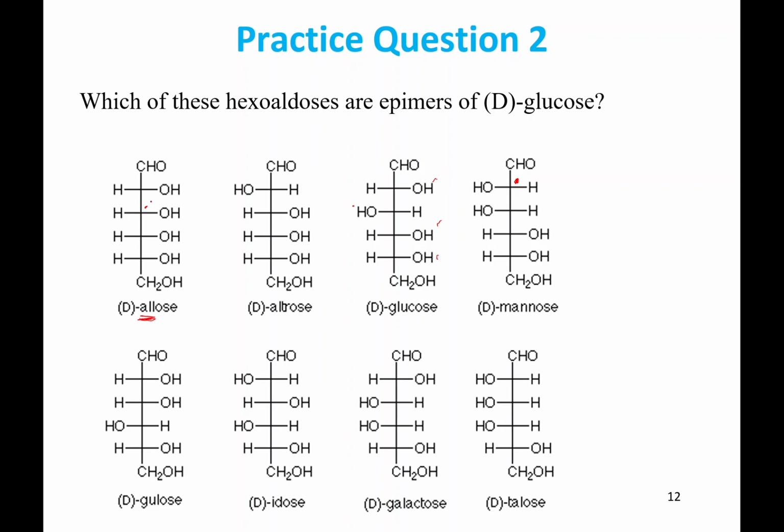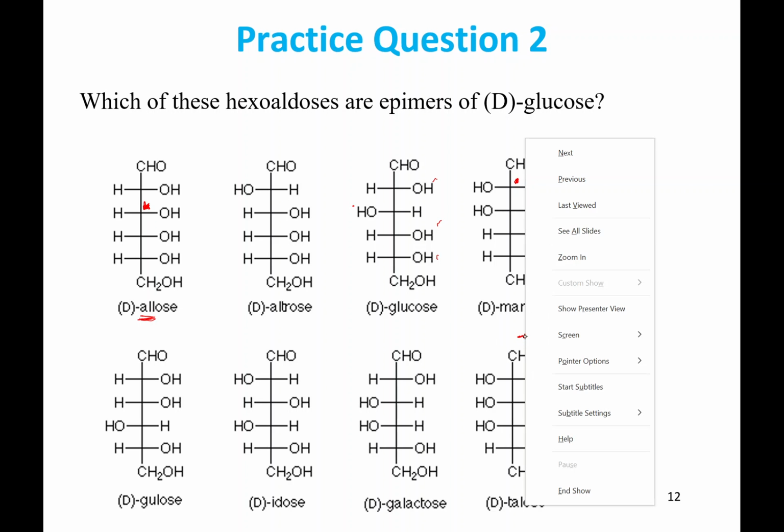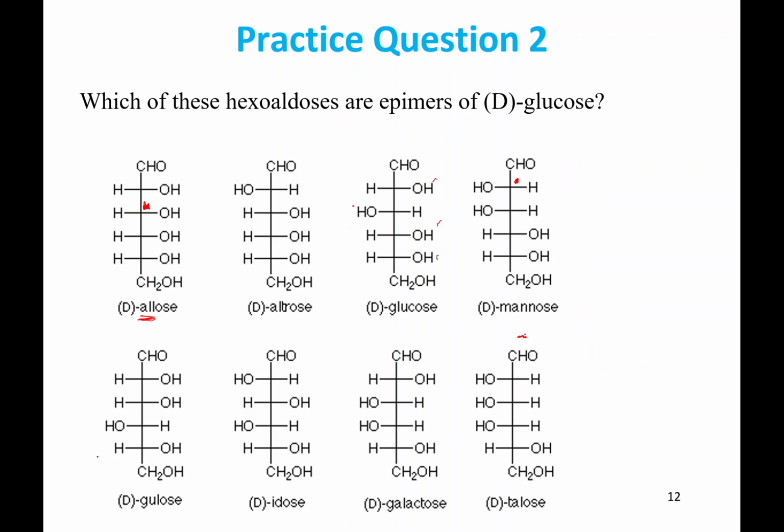I should probably draw that a little bit bigger. Put a star there. Glucose, we have right, right, left, right. So it differs at 2 carbons. Idose, we have left, right, left, right. So that's differing at 3 carbons. Galactose, it's right, left, left, right. So that is an epimer at carbon 4.